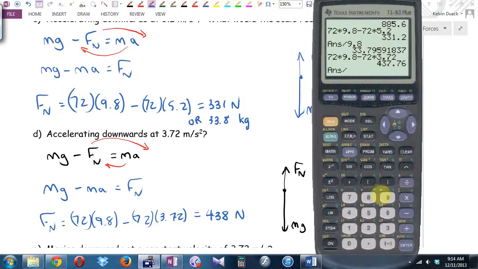In kilograms, if I wanted, I didn't ask that for this, but if I'd said in kilograms, the scale would read 44.7 kilograms, and this person would feel uncomfortably lighter. Both of these, especially in C, if you're accelerating down at 5.2, we are so uncomfortable with a lower normal force, almost every one of you would let out a shriek and grab something, because suddenly you'd feel half as heavy, or less than half as heavy.